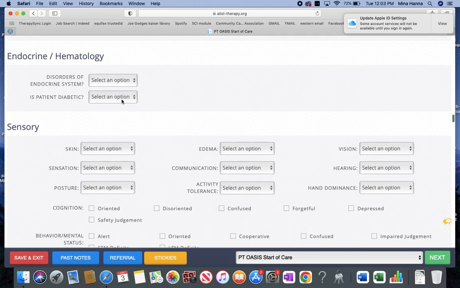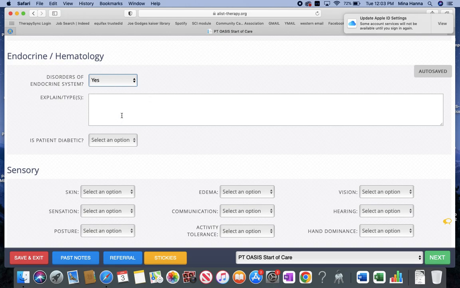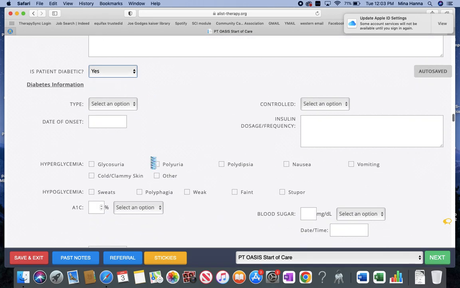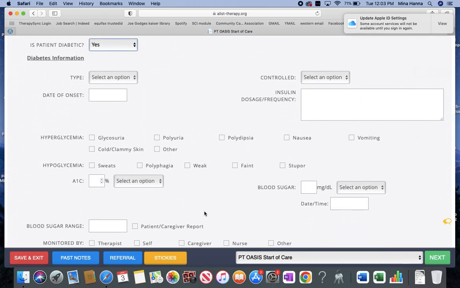Endocrine. So is the patient diabetic? I'm going to put yes in this situation. Explain, because the patient's diabetic type 2. And then I'll open up a window, and it's asking me more questions now. Now I don't have to answer all these questions, right?